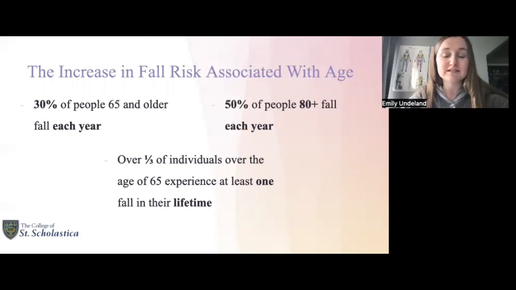30% of people 65 and older fall each year. 50% of people 80 years or older fall each year. Over 1/3 of individuals over the age of 5 have experienced at least one fall in their entire lifetime. And our goal is to bring this statistic way down.